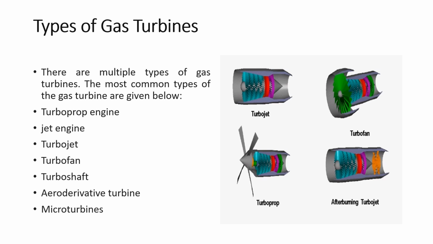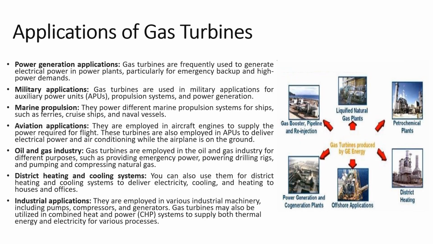There are multiple types of gas turbines. The most common types of the gas turbine are turboprop engine, jet engine, turbojet, turbofan, turboshaft, aeroderivative turbine, microturbines. For detailed study of all these types of turbines, keep watching my next videos because I will upload them one by one. Following are some applications of gas turbines.